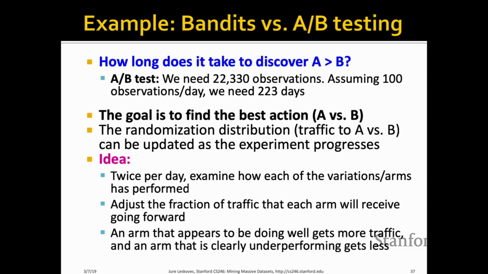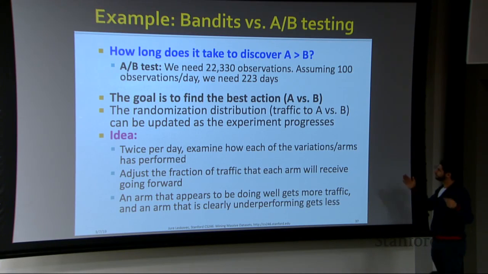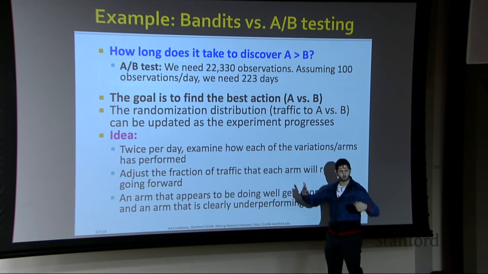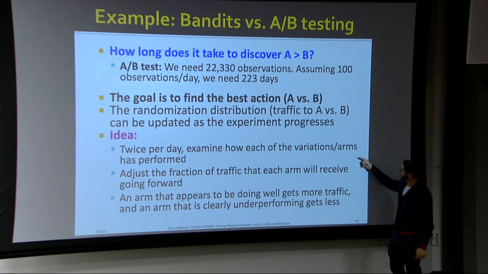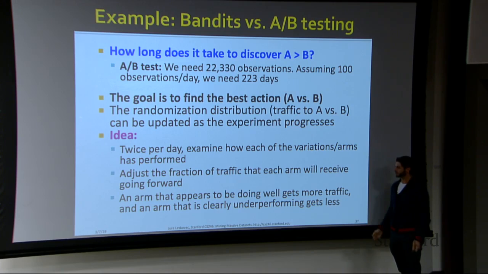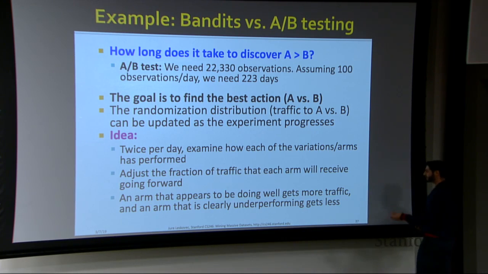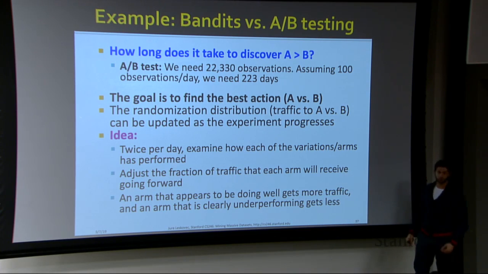So let's use this idea. Rather than fixing and statically assigning condition A and condition B, what you could do is, twice per day, or a fixed number of times per day, examine how each variation has performed. So how often you got more engagement from one of the two arms, okay? And then you adjust the fraction of traffic that each arm will receive going forward.